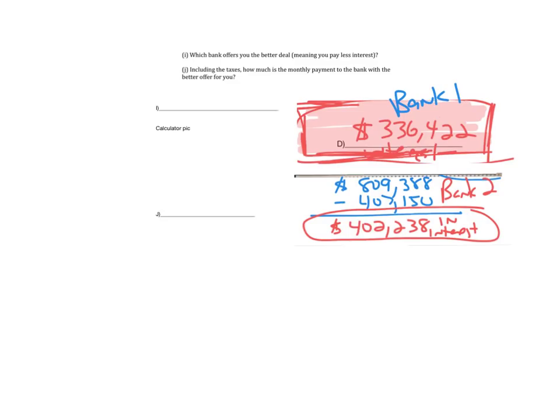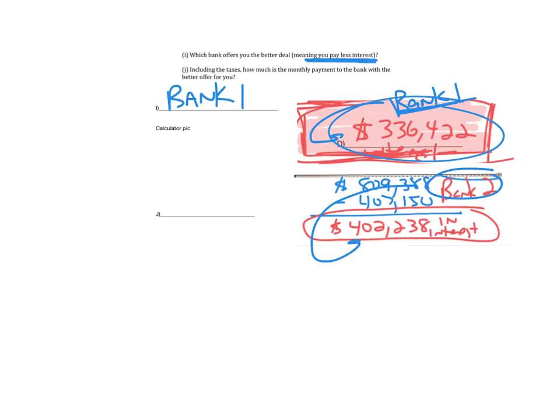So here we need to figure out in letter I which bank offers you the better deal. Well, Bank 1, we're paying $336,422 in interest. Bank 2, we're paying over $400,000 in interest. So here, if we're saying the better deal, meaning you pay less interest, we're going to be going with Bank number 1, because it has less interest that you're paying.